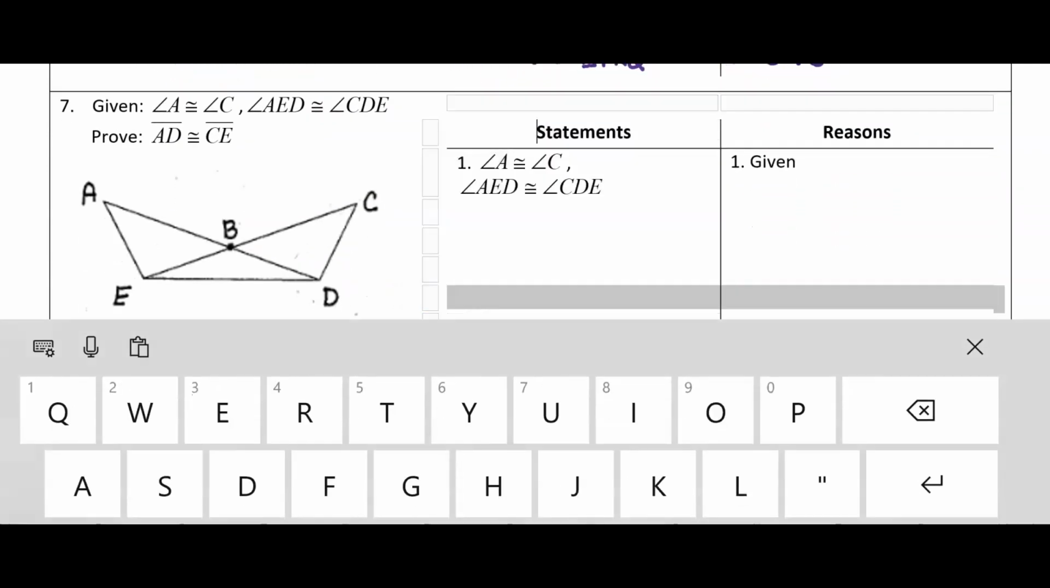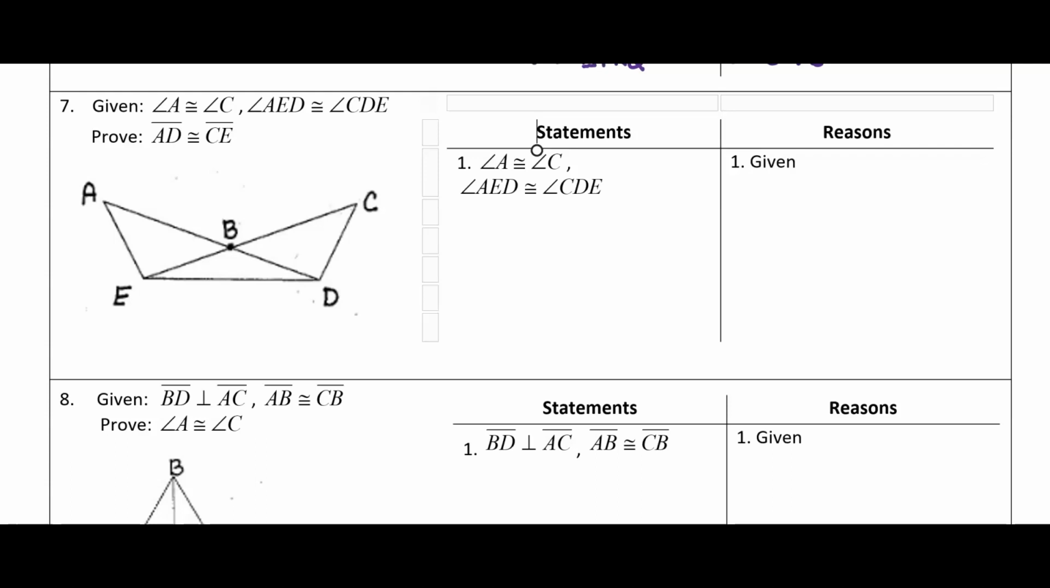The first thing I want you to notice is that this is an overlapping triangle. You are given angle A is congruent to angle C, and angle AED is congruent to CDE. Now, I have told you in other lessons that the best thing you can do sometimes is to separate the figure. So if I separate the figure and I label this A, E, D, and this one C, D, E, I might be able to see some other things.